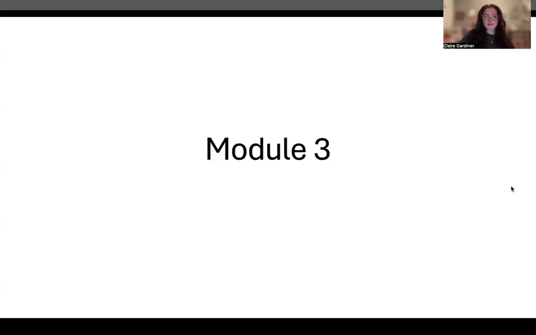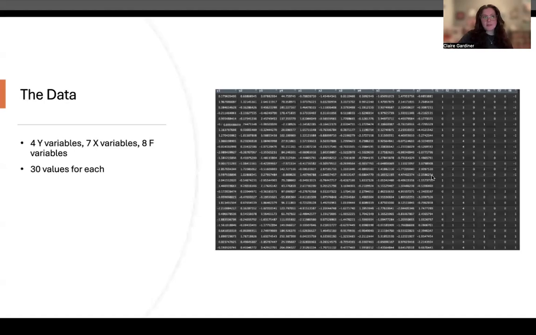All right, so this is my presentation for Module 3. So this is the data. For this module, the data consisted of 4x variables, 4y variables, 7x variables, and 8f variables. Each had 30 values, which as you can see by the photo, it's a lot of values.